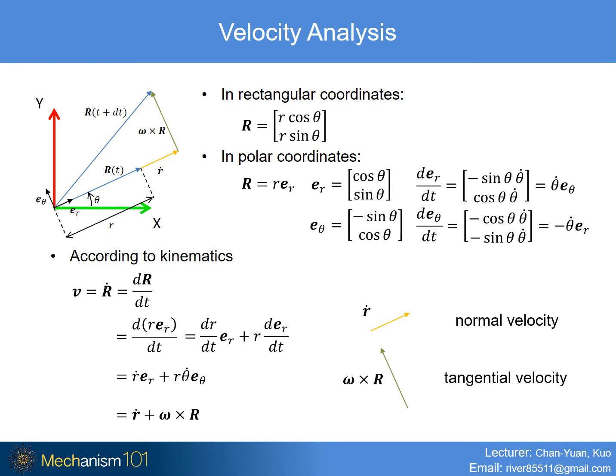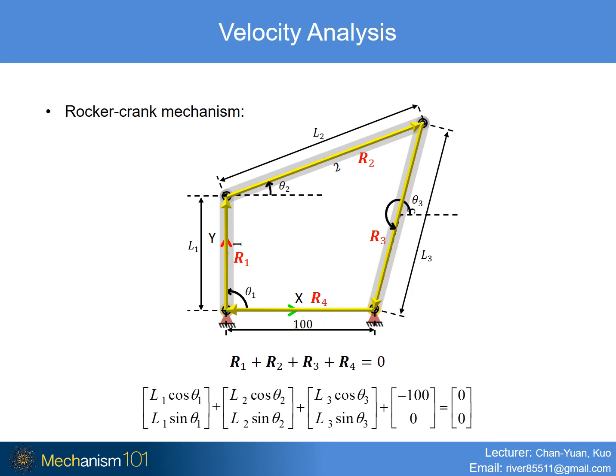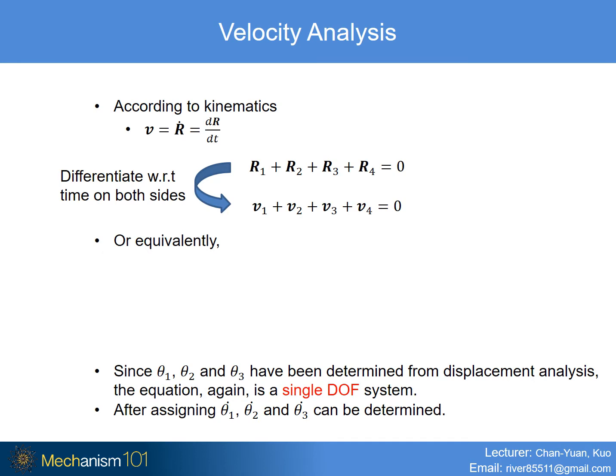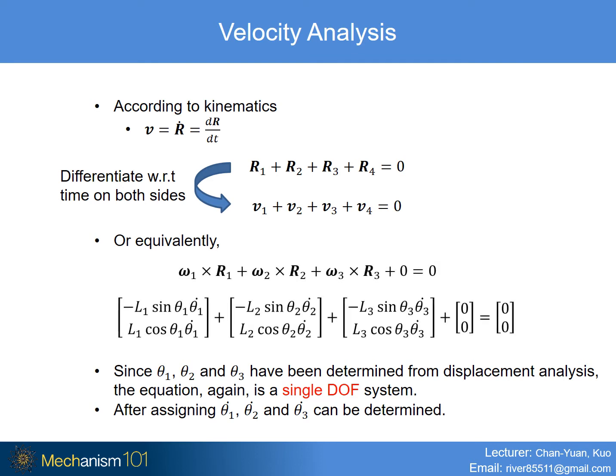Okay, now let's work on the rocker crank example that we have mentioned in the last lecture, and recall the two constraint equations that we have derived using vector method. Since we have already obtained the vectors r1, r2, r3, and r4 to represent the displacement of each rigid body, now, in order to do velocity analysis, we differentiate them with respect to time to obtain v1, v2, v3, and v4, and what we will end up with are these two constraint equations.